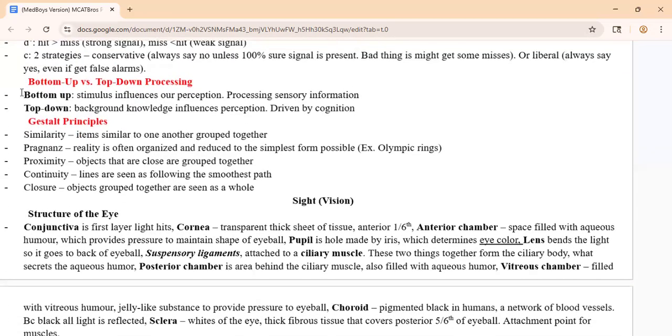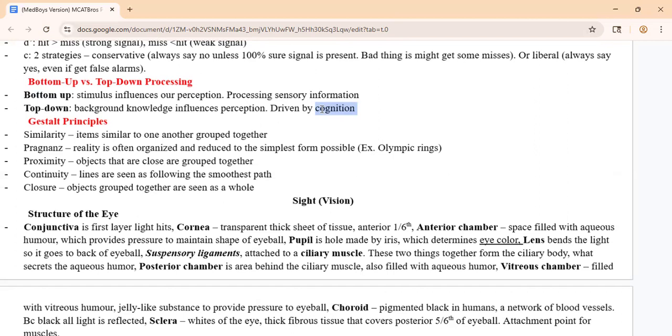Now we have bottom-up and top-down processing. Bottom-up is basically stimuli influencing our perception, and the main thing to know is that it's processing sensory information, while top-down is background knowledge influencing perception, and cognition is what is needed. I think of top-down as my head on top: it's always going to involve cognition. Whereas I think of bottom-up as just the process of sensory information.